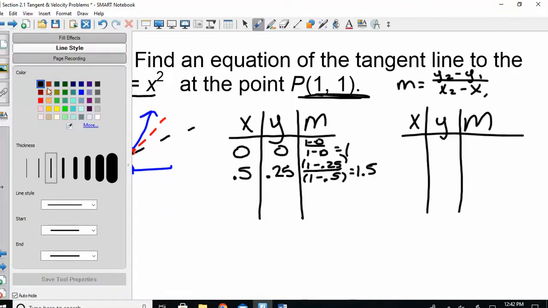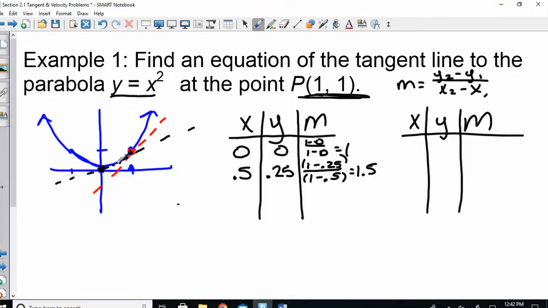Okay. So what that did is it found the slope of the line between this and the red one. Okay, that's closer to my red one, but still not exact. So what could I do to make it better? Get closer. So maybe I go to 0.9. So if I plug in 0.9, 0.9 squared is 0.81. So slope, y sub 2 minus y sub 1 over x sub 2 minus x sub 1.